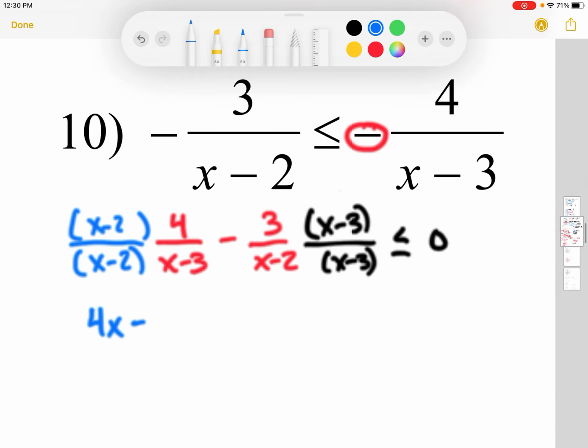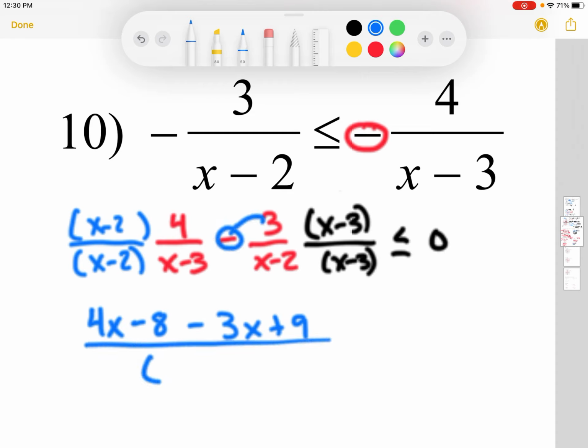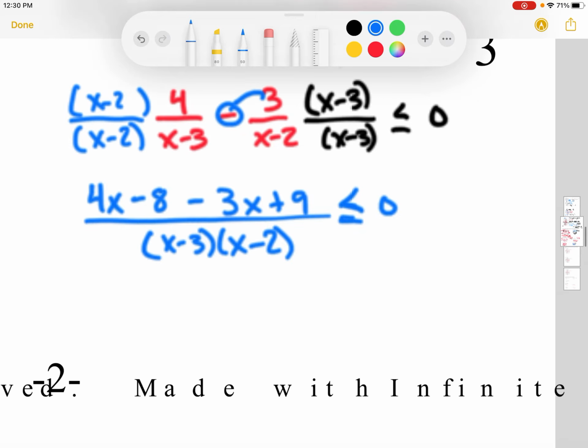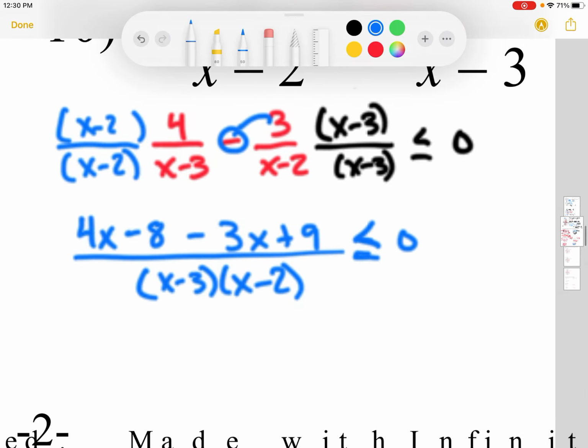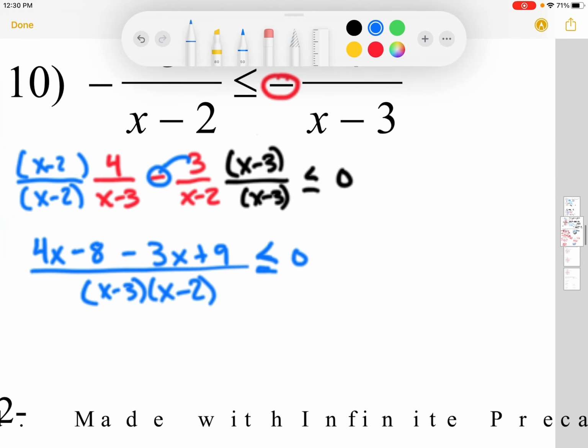So that gives us 4x minus 8 minus 3x plus 9, because we're distributing a negative 3. And since they have the same denominator, that's just x minus 3 and x minus 2, less than or equal to 0. I'm almost running out of space. So 4x minus 3x is obviously x, so we're going to get x plus 1 over x minus 3 and x minus 2.